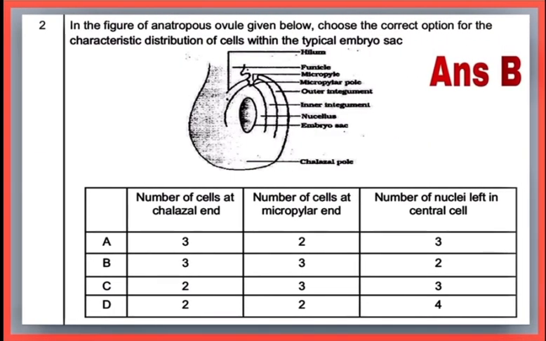Question number 2. In the figure of anatropous ovule given below, choose the correct option for the characteristic distribution of cells within typical embryo sac. Answer is option B. At chalazal end, there are 3 antipodal cells. At micropylar end, there are 3 cells, 2 are synergids and 1 egg cell, and in the central cell, there are 2 nuclei.